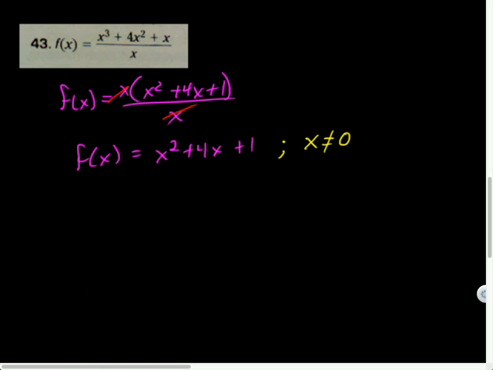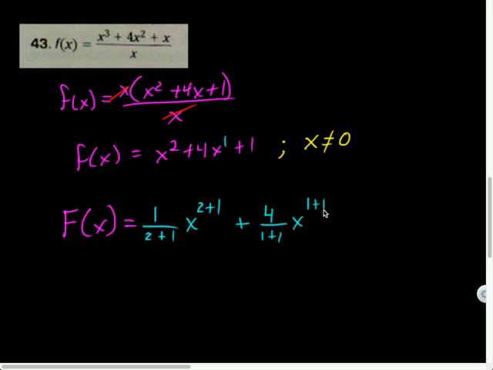But I'm not here to find the limit or the continuity. I'm here to find cap F of x, which is the antiderivative. And the way I do that, what am I going to do with this coefficient? I'm dividing by the exponent plus 1, then multiplying by x to the exponent plus 1. Right? 1 over n plus 1 times x to the n plus 1. And for this next one, I would have plus 4 over 1 plus 1, because this exponent was 1, times x to the 1 plus 1.